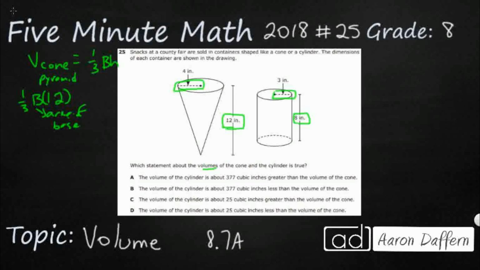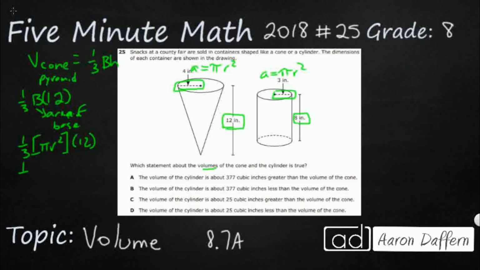Since the base is a circle, the area is going to equal pi r squared, and we're going to use that for both. The area of both bases is going to be pi r squared. So let's plug in what we know. I'm going to say 1/3, my area of my base rewritten as pi r squared, and then multiply that by 12. So I've got everything I need except for that radius, but that radius is simply 4.